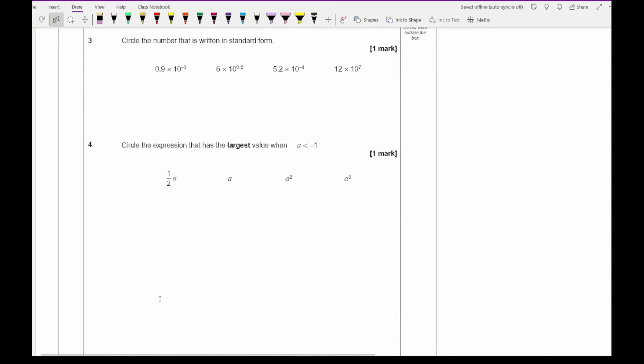So with question 3, it says circle the number that is written in standard form, and that is going to be this one here. And the reason for this is because here our A is not a value between 1 and 10. Here our power is a decimal, and here our first number is not a number between 1 and 10.